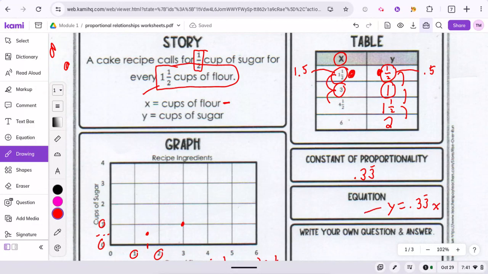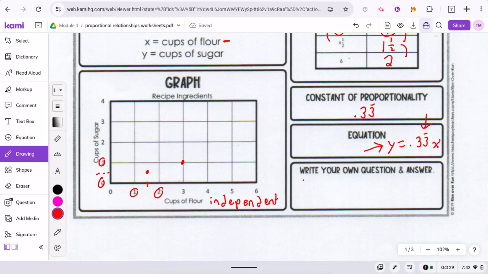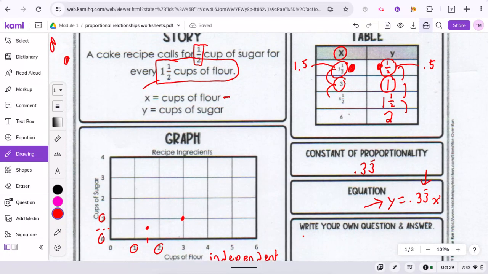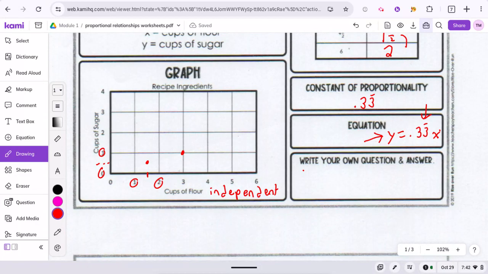So y, the amount of sugar, depends upon the rate of 0.33 times x for the cups of flour. And then here you can write your own question, like how much sugar would you need with 10 cups of flour? And then you would just plug it into the equation here with either x or y.